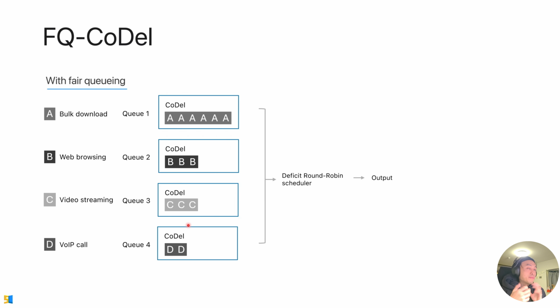So if we combine FQ with CoDel, we basically have fair queuing, and then on each flow, on each queue, it applies the CoDel algorithm to decide which packets need to be marked or dropped. And then we have the deficit round robin scheduler, and then finally the output.